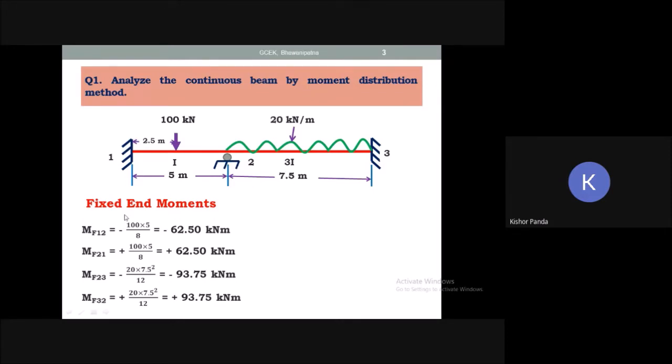First step is to find out the fixed end moments. The first step is to assume the ends of all spans are fixed and find out the fixed end moments. First find out for span 1-2, then for span 2-3. So find out MF12 and MF21, then find out MF23 and MF32.